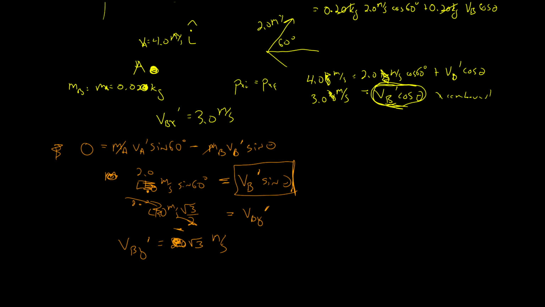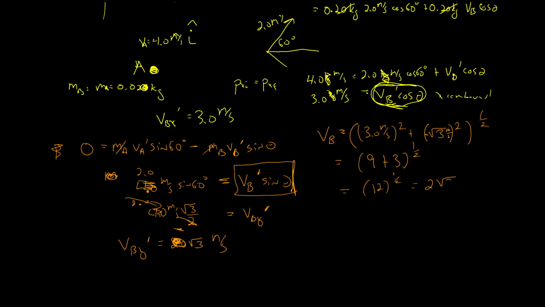And so we're going to be able to say that B is going to move at this, let's see, 3.0 meters per second, since it's x component, squared, plus negative root 3 meters per second squared, since it's y component. We'll take the square root of the whole thing. And so what do I get? I get 9 plus 3, which is 12, root 12, or 2 root 3, which is approximately 3.5 meters per second.